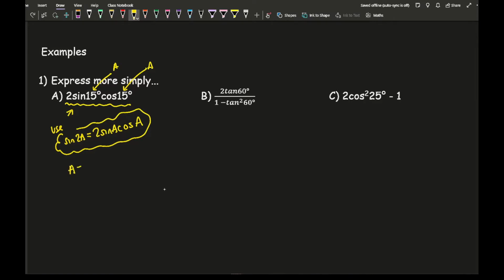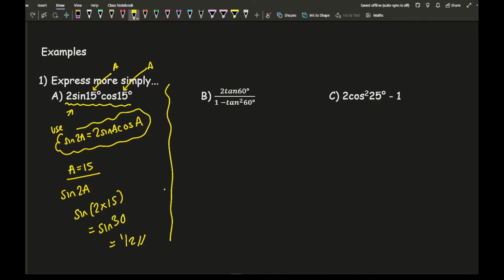So here A equals 15. So then from this, I've got sine 2A, where A equals 15. So that's going to be sine of 2 times 15, which equals sine 30. And you should know the exact value of sine 30, which is a half.